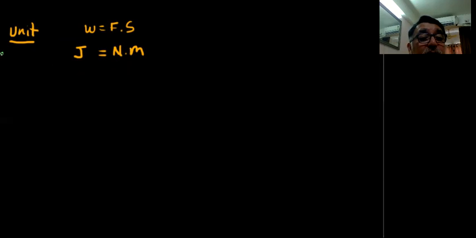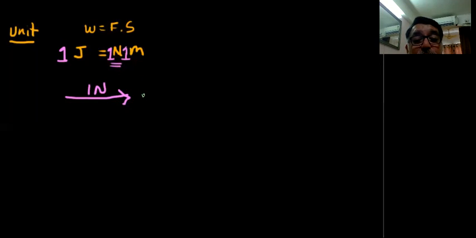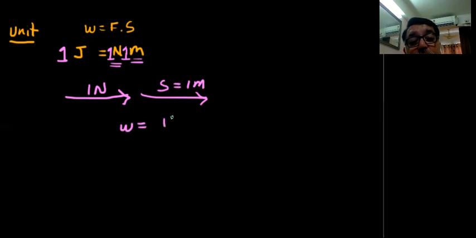Now let's try to figure out what is 1 joule. In order to define 1 joule, we put 1 in front of joule, 1 in front of Newton, and 1 in front of meter. So basically it means that when a force of 1 Newton is applied and it produces a displacement of 1 meter, then we say that work done equals 1 joule.